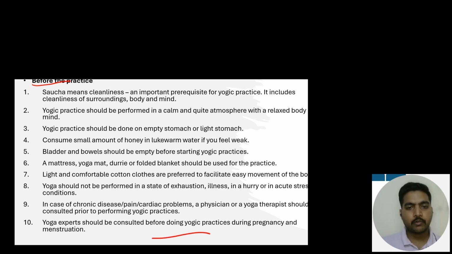So what things are required while doing the practice. A yoga expert should be consulted before doing yoga practice during pregnancy and menstruation. This is an important point. You must follow that. It's also advisable that while doing the shatkarmas, a yoga expert should be with you.